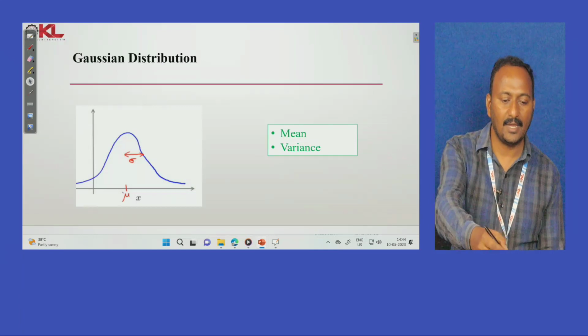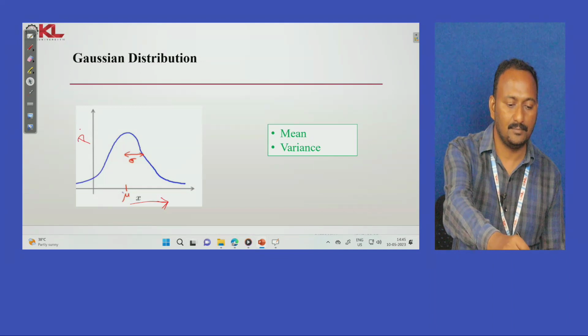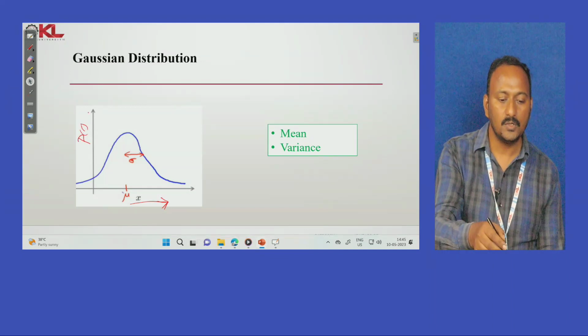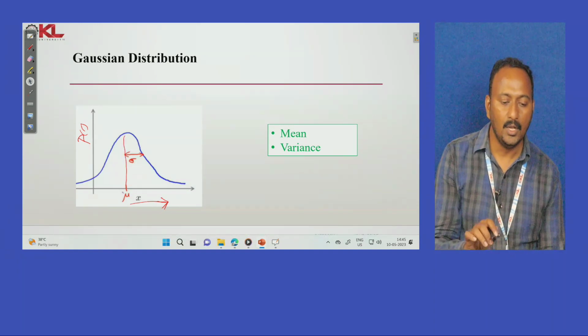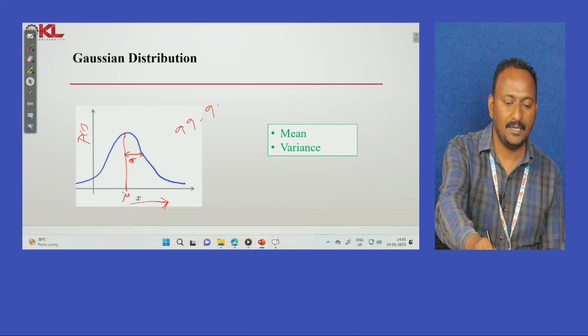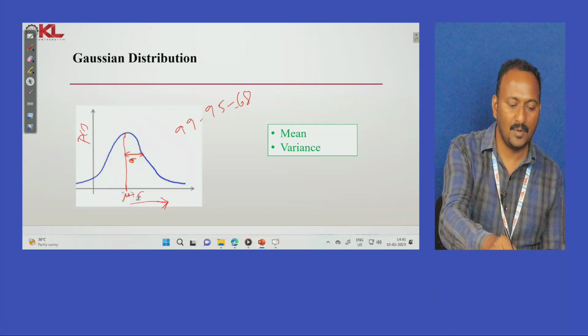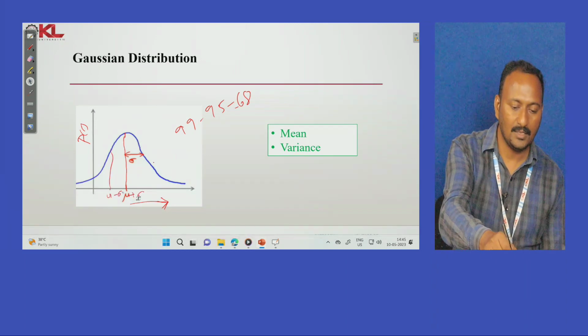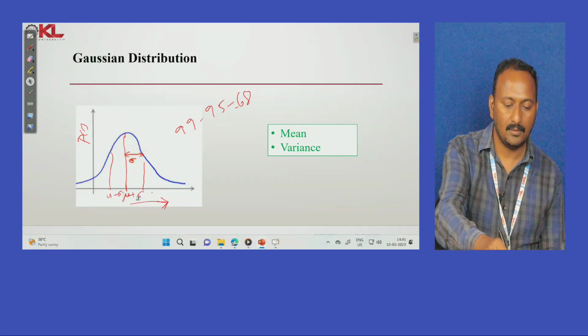So this particular diagram is representing our data in the Gaussian distribution form. Here the x-axis indicates our data instances, and the y-axis indicates the probability density function or Gaussian function. This value is the mean value, which we denote as mu, and this Gaussian distribution follows the 99, 95, 68 rule. It means that within mu plus sigma and mu minus sigma, a total of 68% of instances are covered.